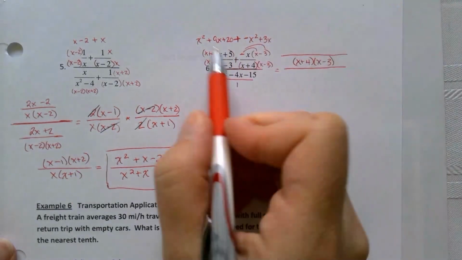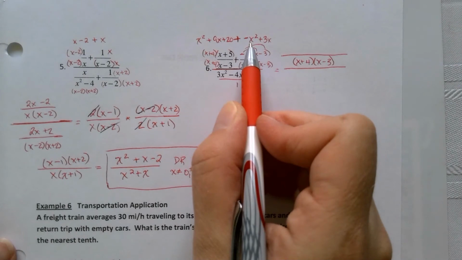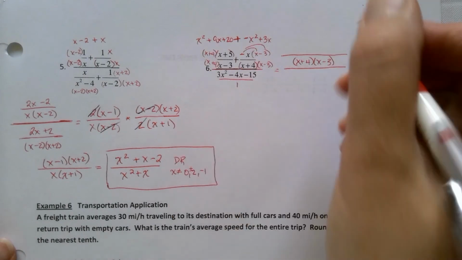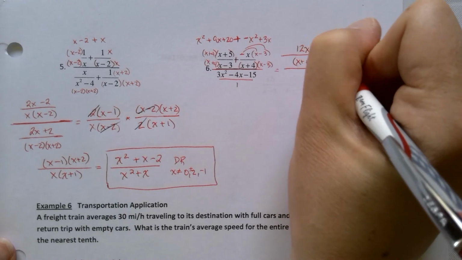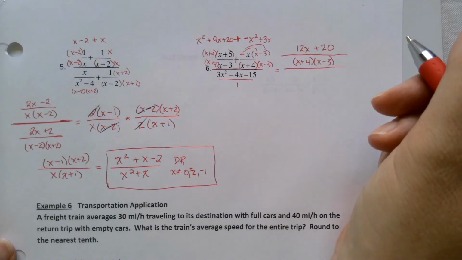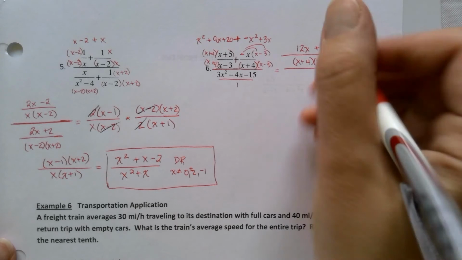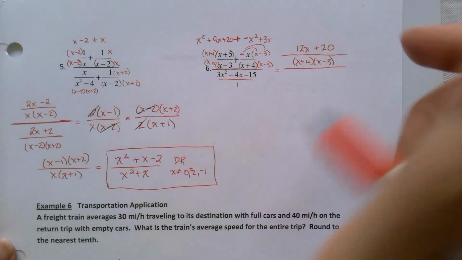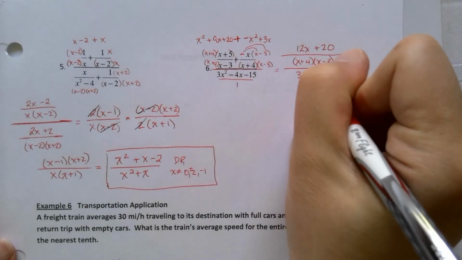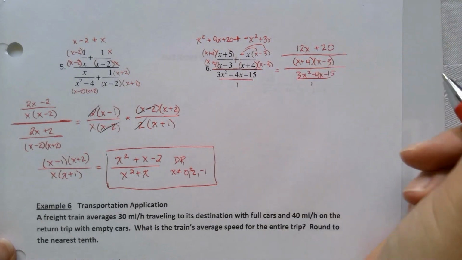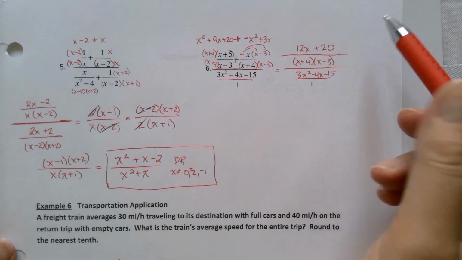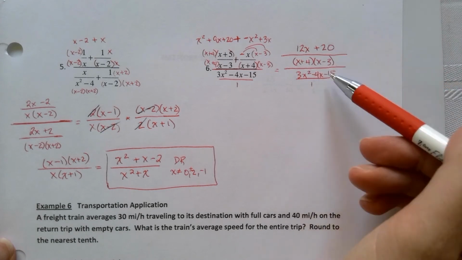So when I go to clean that up, the x squared and the negative x squared cancel. 9x and 3x, that adds up to my 12x plus 20. So there is my numerator. And I still have this denominator here of 3x squared minus 4x minus 15 all over 1. Okay, so now I've got it down to a fraction divided by a fraction.